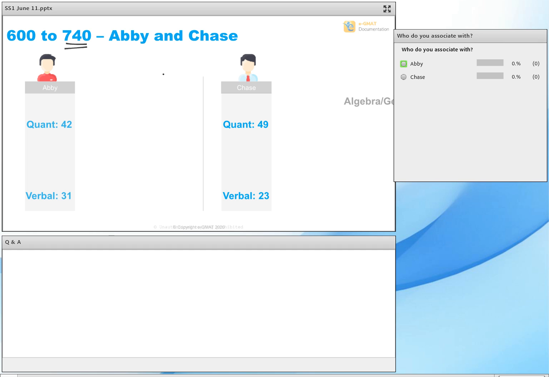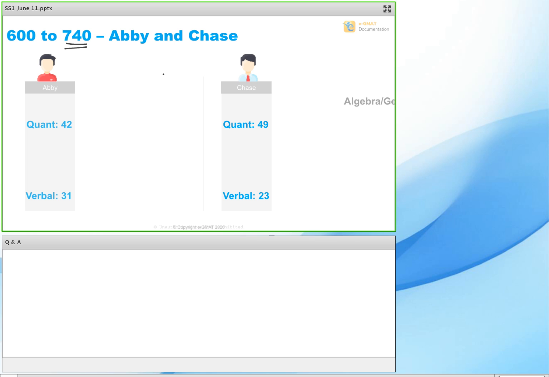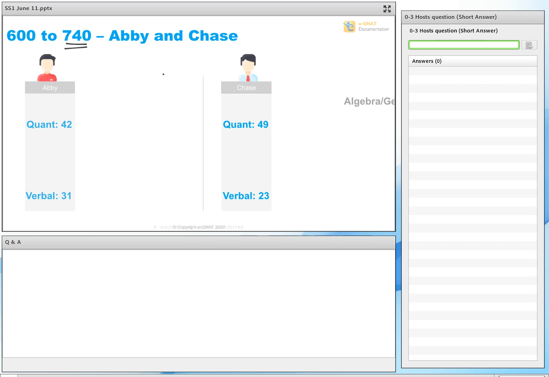So how many Abbys and how many Chases do I have over here? Just so I know. Let's get a few more responses. How many people associate with Abby versus Chase? More or less, you don't have to exactly associate. How many of you are strong in quant? How many of you have more balanced scores? If you're strong in verbal, put yourself in the Abby camp as well. So more or less half and half is what I see. 58% Chases, 41% Abbys. That's good. Well, any makeup would have been good because it doesn't matter.